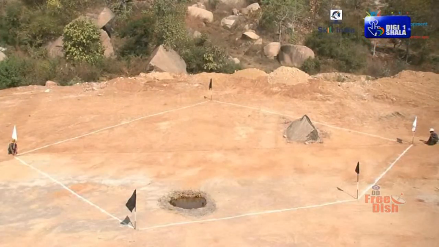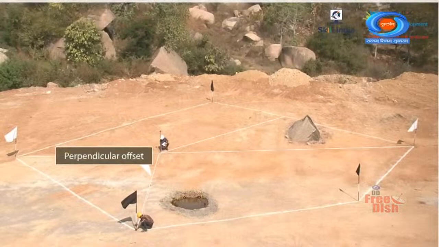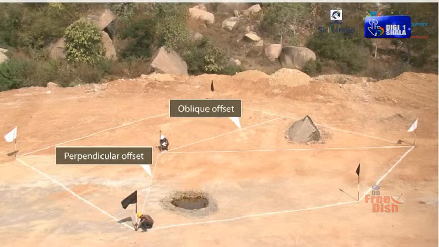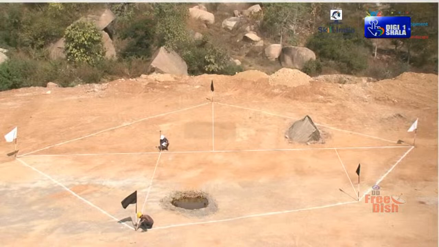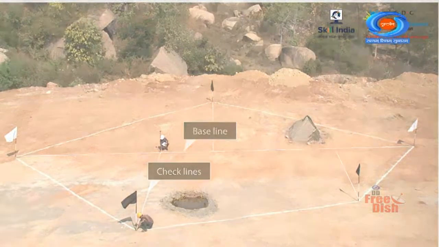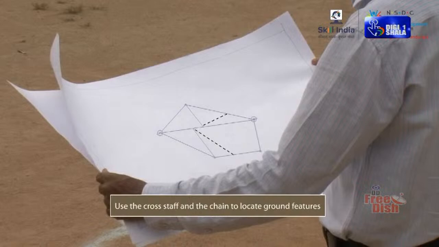In this module, you have learnt how to identify the types of offsets, the use of different survey lines, and running perpendicular lines to a survey line from a point, and to locate ground features using the chain and offsets. The two types of offsets are perpendicular offsets and oblique offsets. The cross staff is used for running perpendicular offset. The chain is used for running oblique offset. When taking offsets, the survey lines we must mark on the ground are the baseline and the check lines. We can use the cross staff and the chain to run offsets so that we can locate ground features.